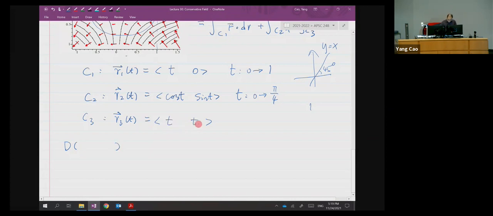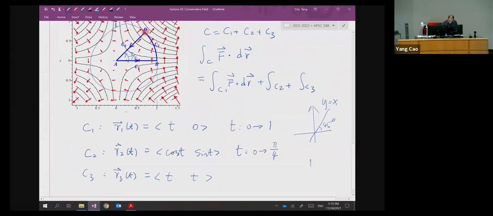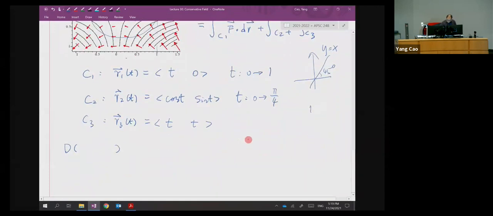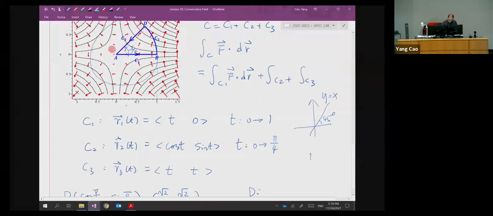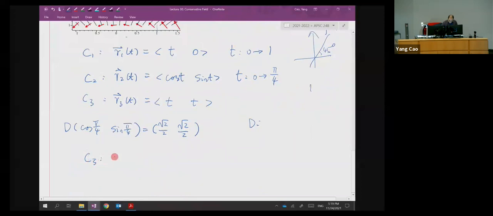Yeah. So for D here, this is 45 degree. This D is on the unit circle. So then what's D's coordinate? D's coordinate must be cosine pi over 4 and sine pi over 4. And that gives you root 2 over 2 and root 2 over 2. So then the curve DA, or C3, is a part of the curve that goes from root 2 over 2, root 2 over 2 back to 0, 0.